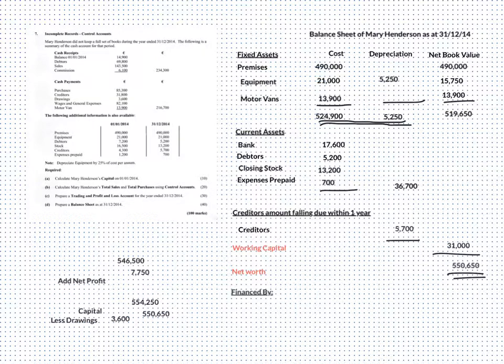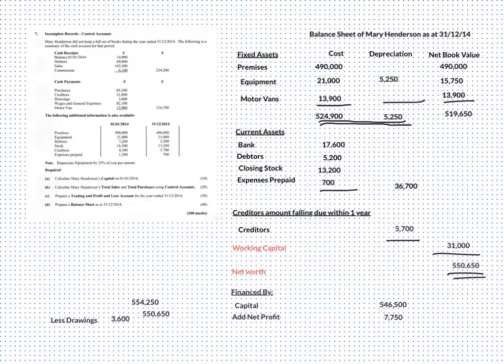So now the final part is just the finance by. So we just start with our capital figure, which is 546,500. If you remember, this was got at the very start, the very beginning. We found our statement of capital at the start of the year. So that's where this figure comes from. We then need to add on our profit, which is got from the P&L. So if you have a look at the P&L, we have 7,750 is the final figure we've been left with. So you bring across 7,750.